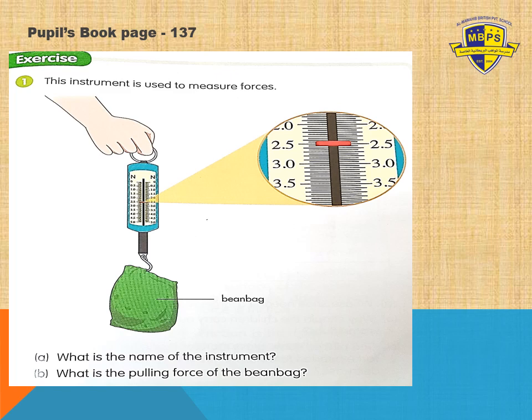Very good. And what is the pulling force of the bean bag? You can see the number is already given, so you just have to read the number. Yeah, what is that? Yes, tell me. 2.5 Newton. Yes, 2.5 Newton. Very good, grade 2. It means you understood. The instrument is called force meter and the pulling force of the bean bag is 2.5 Newton. Keep it up. Well done. Give yourself a smile.